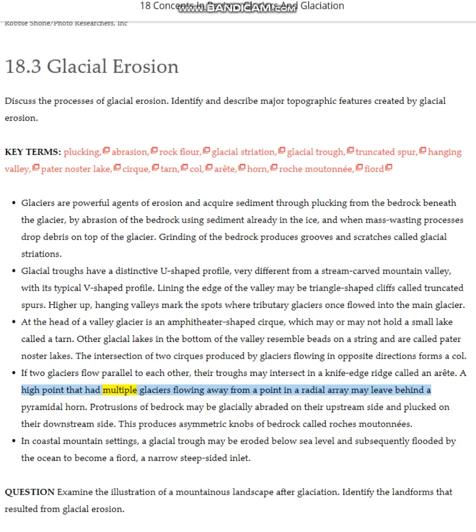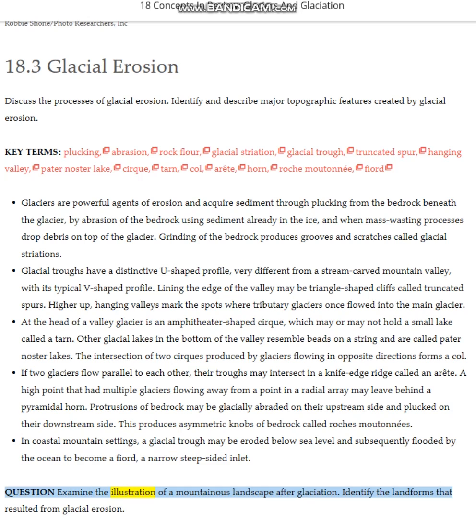A high point that had multiple glaciers flowing away from a point in a radial array may leave behind a pyramidal horn. Protrusions of bedrock may be glacially abraded on their upstream side and plucked on their downstream side. This produces asymmetric knobs of bedrock called roches moutonnées. In coastal mountain settings, a glacial trough may be eroded below sea level and subsequently flooded by the ocean to become a fjord, a narrow steep-sided inlet.